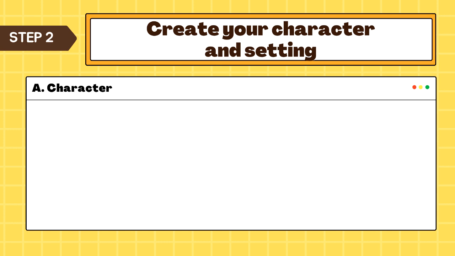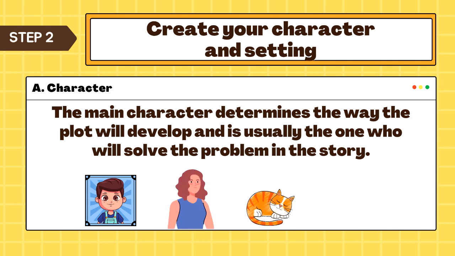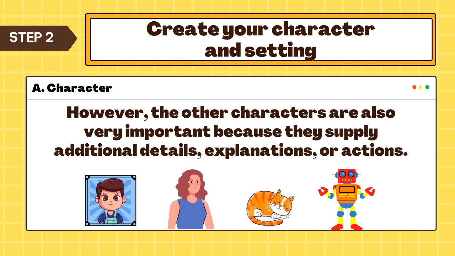Step 2. Create your character and setting. Every story should have a main character. The main character determines how the plot will develop and is usually the one who will solve the problem in the story. The main character can be a child, an adult, or an animal. It can even be a robot. However, the other characters are also very important because they supply additional details, explanations, or actions.